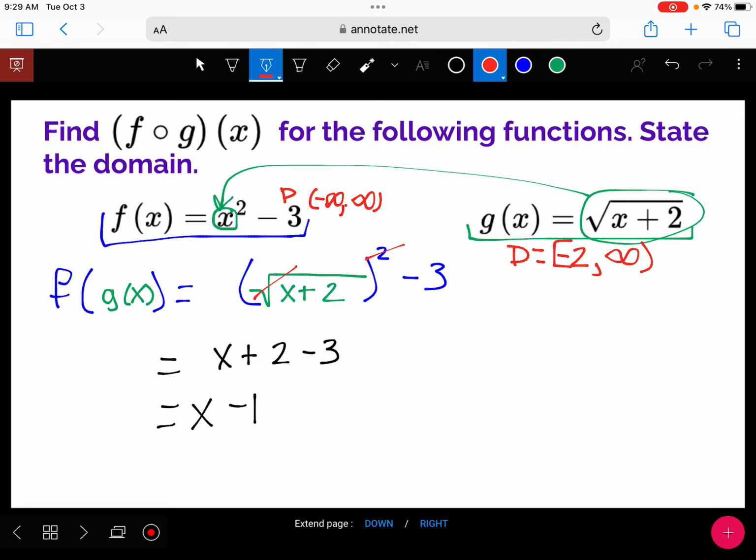So, since the domain of my composed function can't be bigger than the pieces I used to build it, the domain of f of g of x is going to be from negative 2 to infinity. Because the domain of them smashed together cannot be bigger than these guys were to begin with.